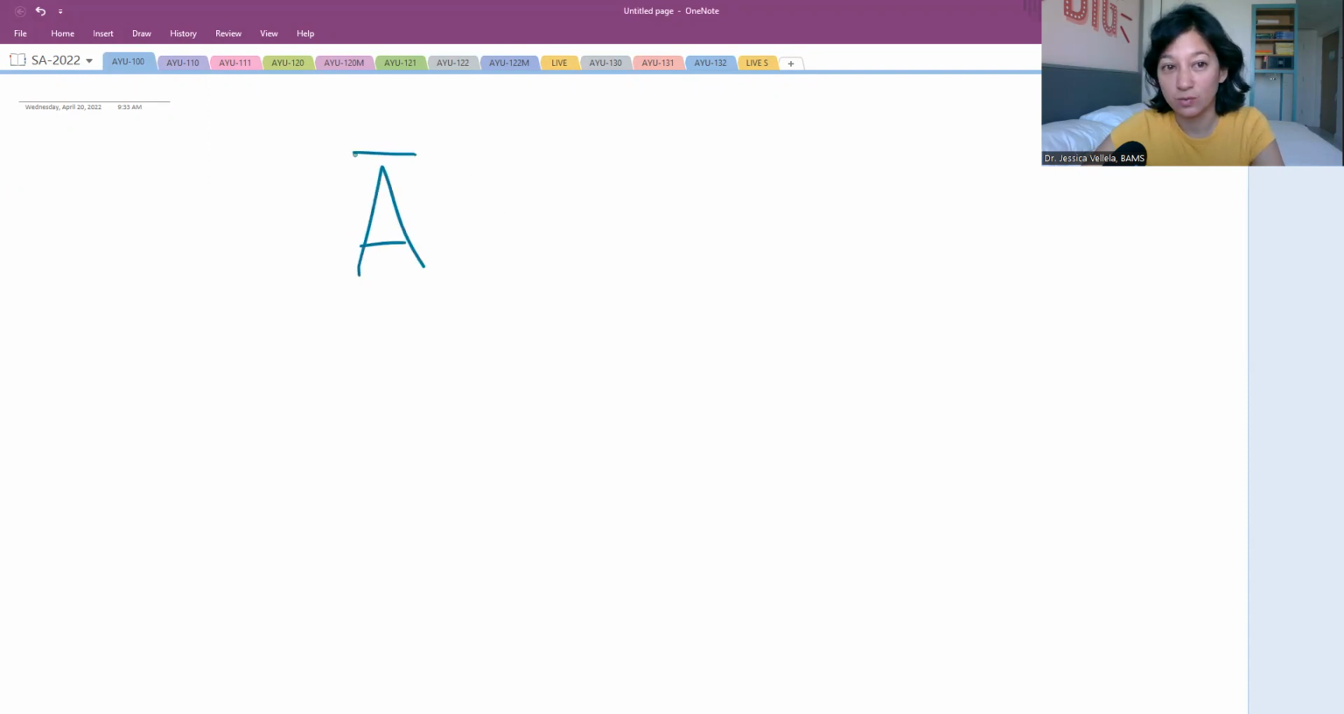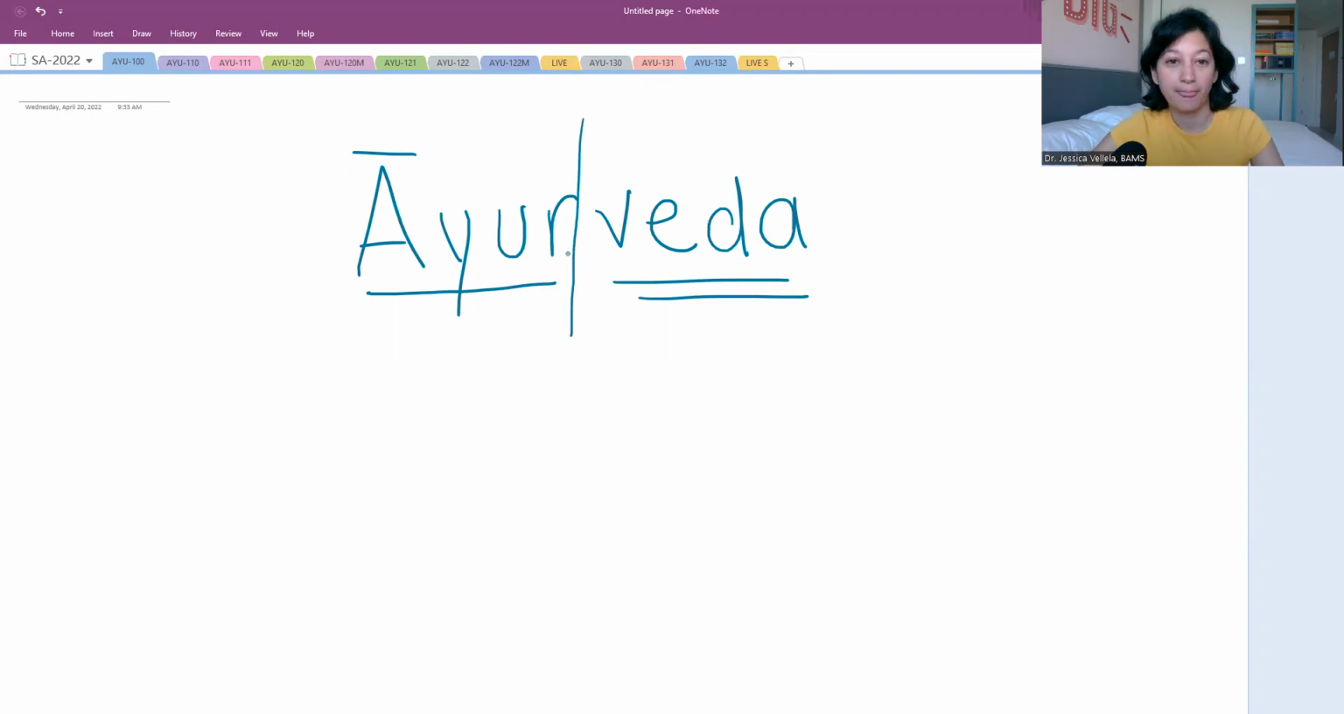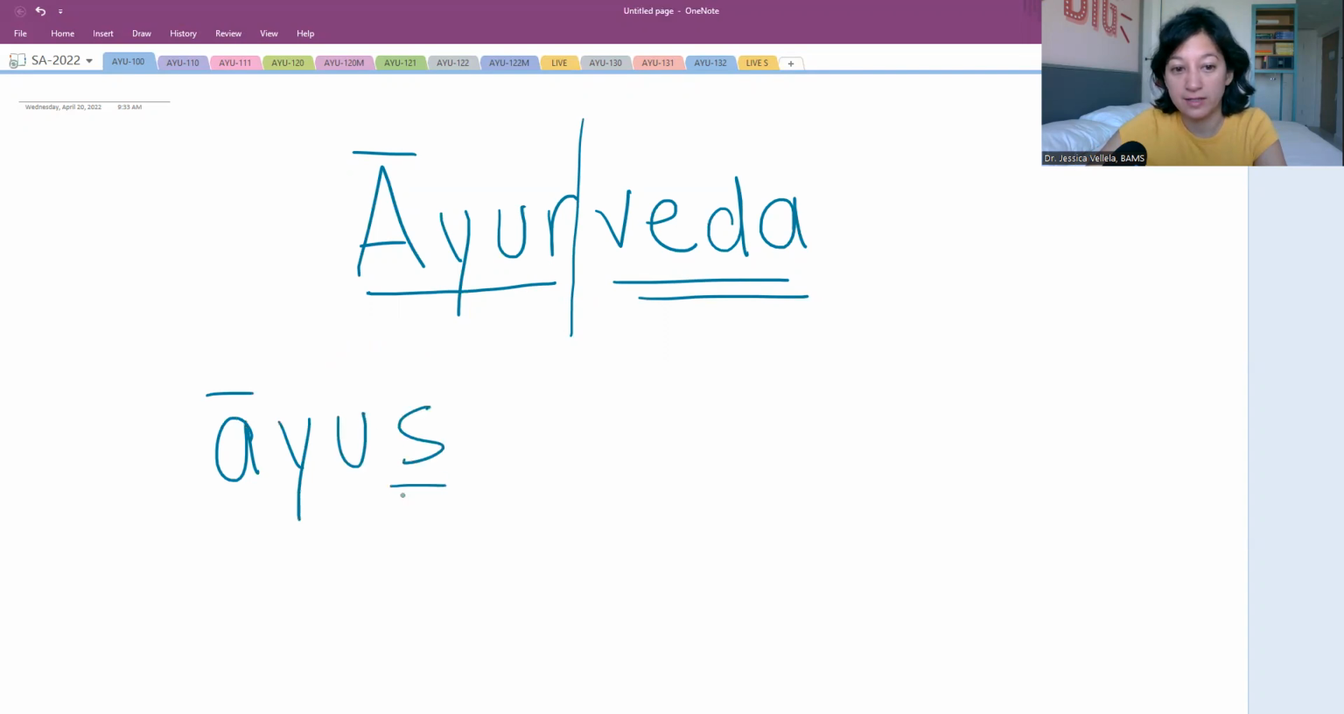It's spelled A with a long bar over the top, Y-U-R-V-E-D-A. And it's made up of two terms in Sanskrit. The first one is the Ayur part, and the second is the Veda part. And so we actually have a split right here in the middle. So the term Ayur comes from originally āyus, and notice the different ending of the S on it. The second term stays as it is, and that is the term Veda.